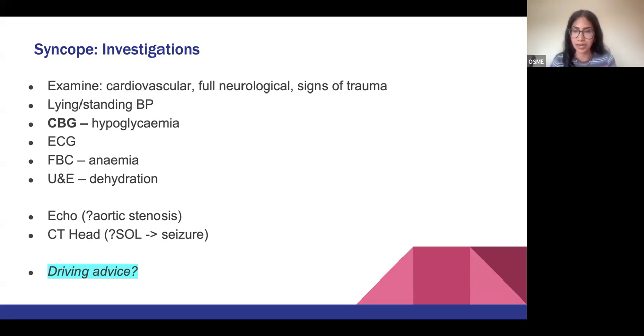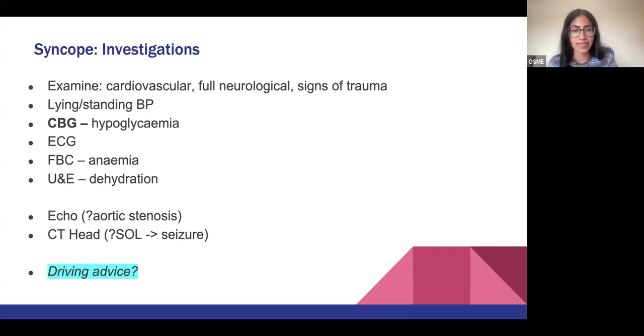Really important to rule out hypoglycemia, a really reversible cause. If you don't correct it, it can cause neurological dysfunction and seizures. So say that you want to take a CBG at the bedside. Also at the bedside, ECG must be done to rule out cardiac causes. Even if it sounds vasovagal, you still can rule out arrhythmia with a quick test.